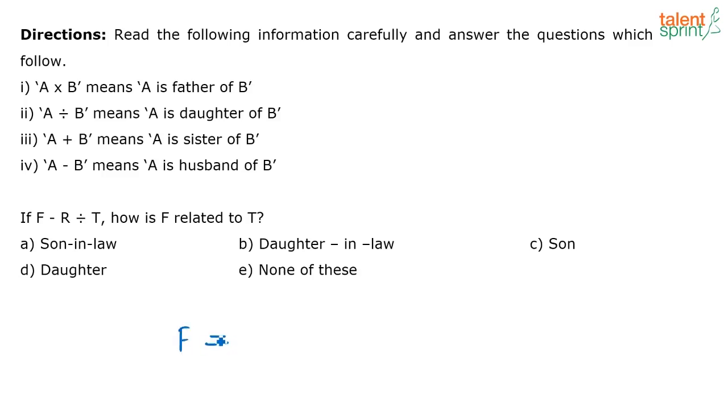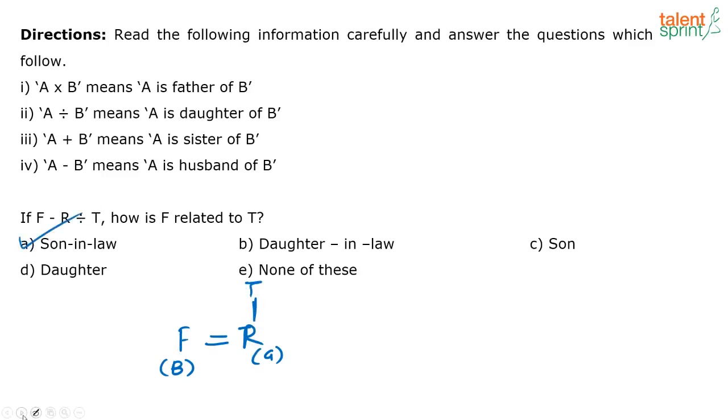F minus R means F is the husband of R. So R divided by T means that R is the daughter of T. How is F related to T? So definitely F is the son-in-law, correct? F is the husband of T's daughter. So F is the son-in-law of T. So the correct answer here we are looking for is option A.